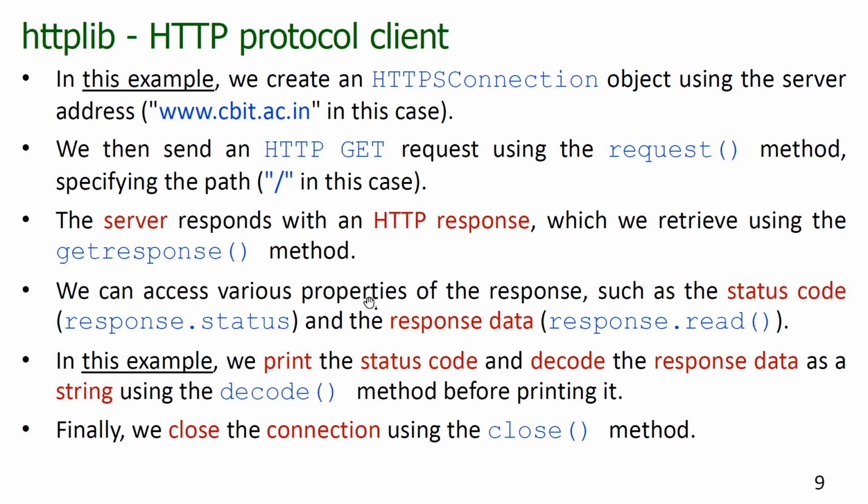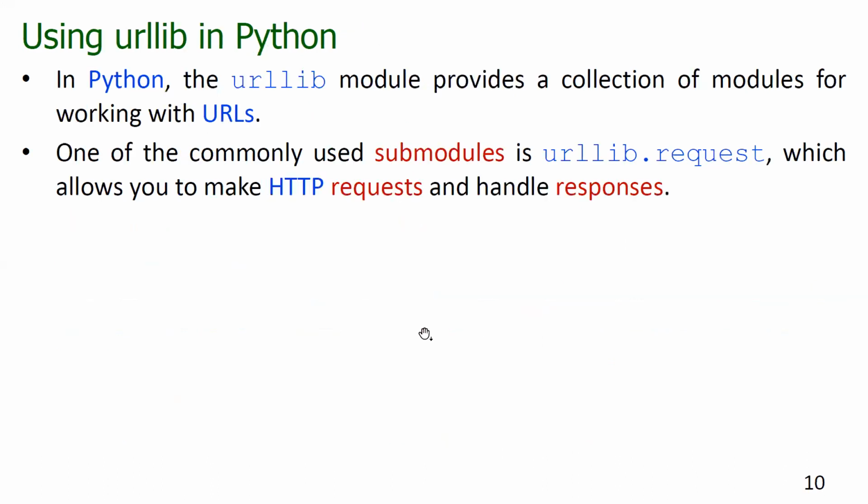Then we can access various properties of the response, such as the status code, using response.status, and the response data can be read using response.read. In our example, we print the status code and decode the response data as a string by using the decode method before printing it. Finally, we close the connection using the close method. So these are all the methods included in our previous program and their usage.